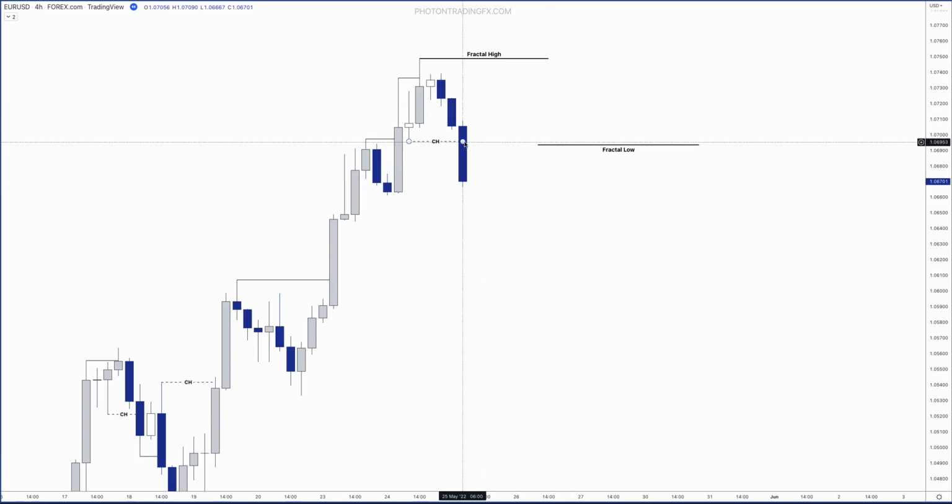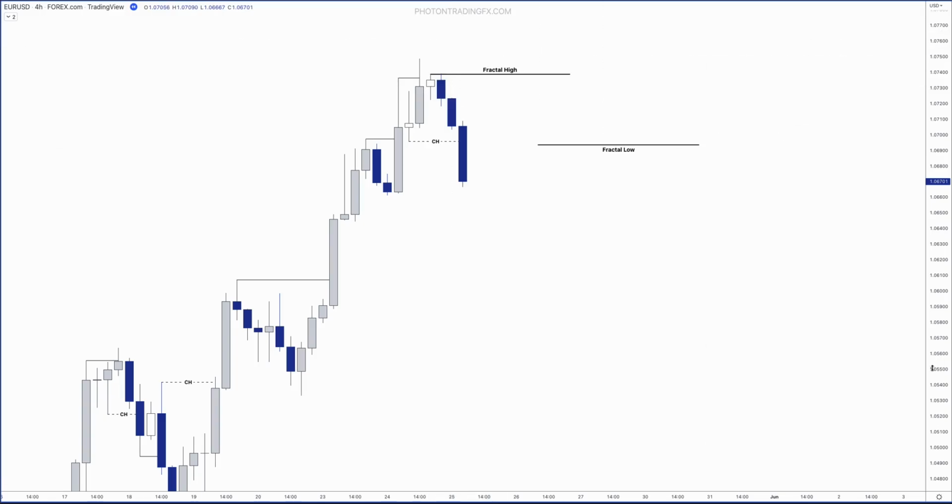Now, when we get that change of character, this is where you have to be paying attention, right? And you can't speed through it. Where is the last candle that failed to break the previous candle's low? Well, we can see all of these lows traded lower, that low traded lower, that low did not break the low, right? So that becomes our fractal high.